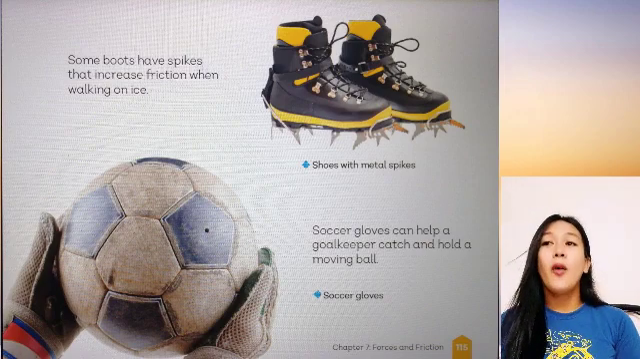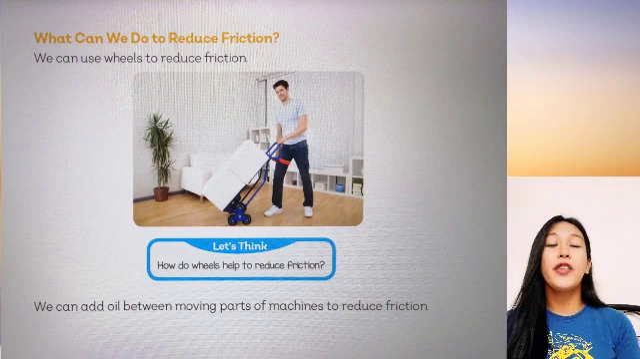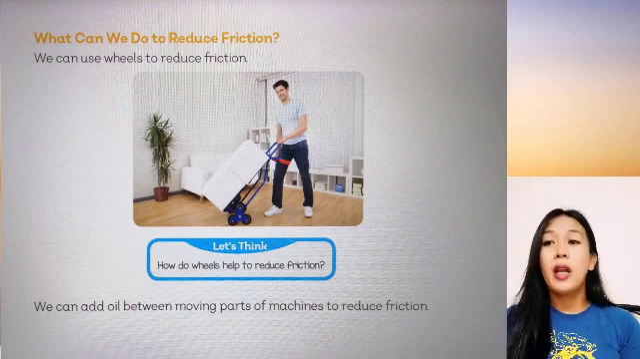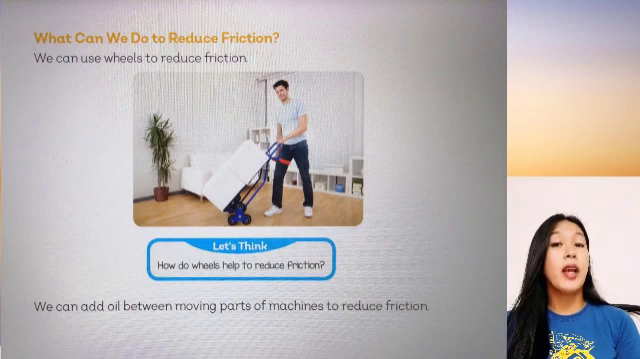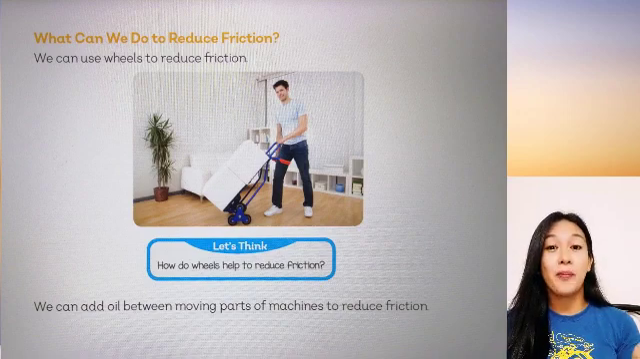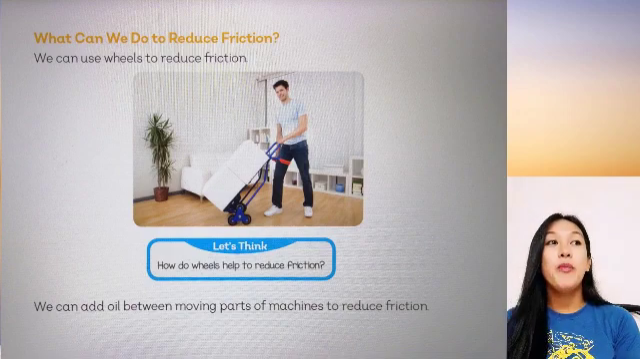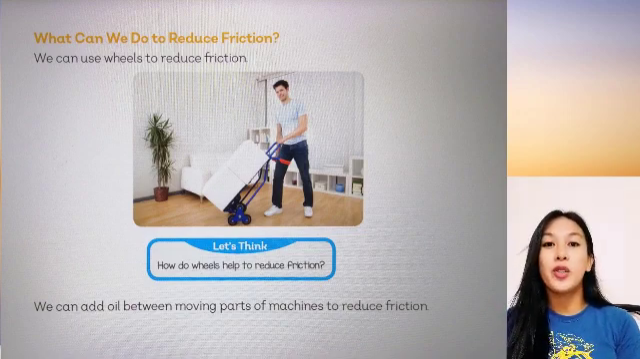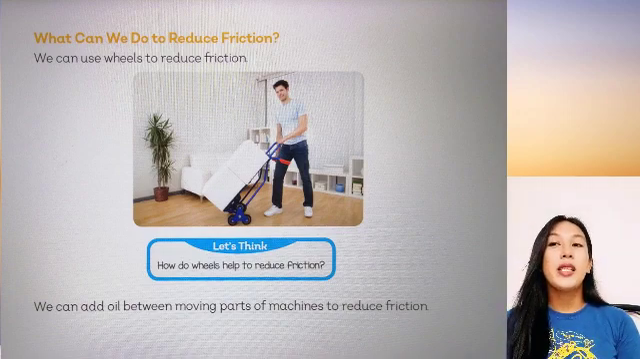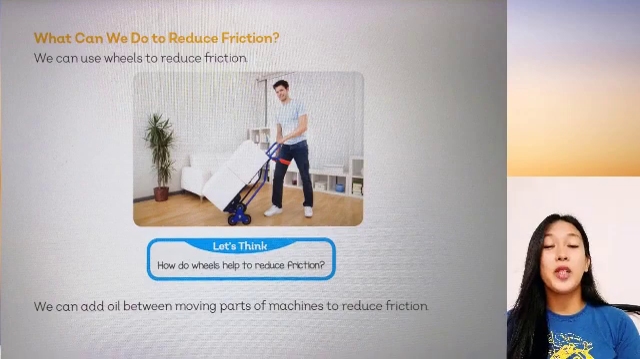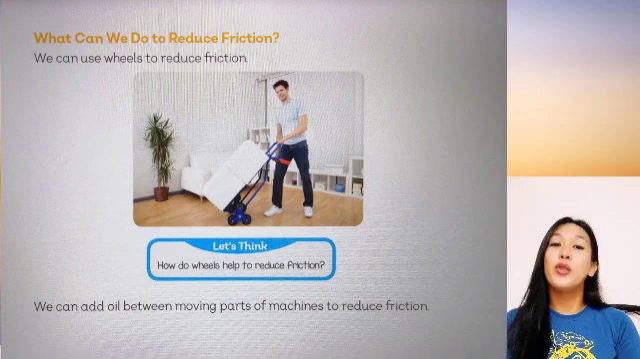Now, what can we do to reduce friction? Actually, friction is very helpful, but there are times where it becomes very annoying. For example, when you move boxes across the room, or when you have a new fridge, or when you have a heavy package that arrived. When you move them, it is annoying when there is so much friction between the box and the floor. So what can we do to reduce friction?